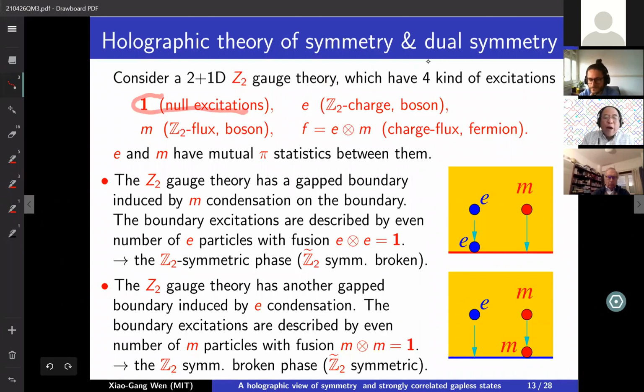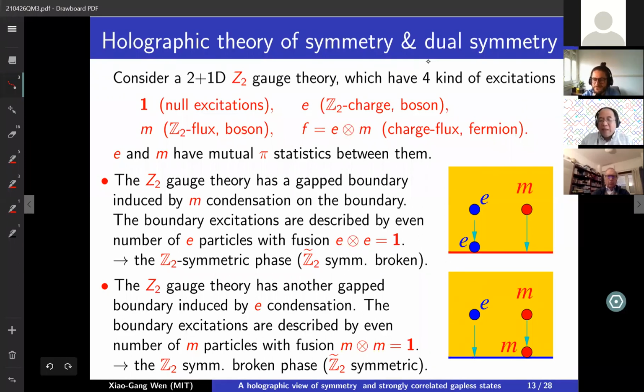You may have also trivial one, and we have a Z2 charge, Z2 flux, and their bound states. The bound state of Z2 charge and Z2 flux is called F. And this F actually is a fermion, because Z2 charge and Z2 flux have a non-trivial mutual statistics. If you move Z2 charge around Z2 flux, then you have a phase change of pi. So they have a non-trivial mutual statistics. And so although each of them is a boson, the bound state of these two bosons with non-trivial mutual statistics gives us a fermion. So this is the magic of fractional statistics.